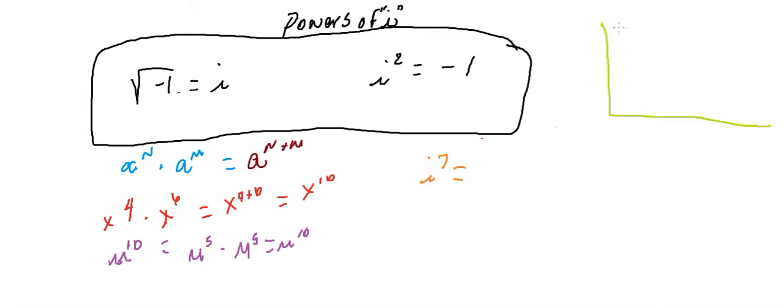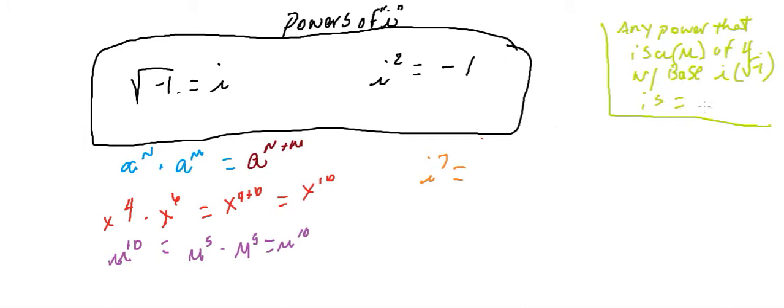Go ahead and copy this down here. Any power that is a multiple of 4 with base I, assuming that I is equal to the square root of -1, is equal to 1. Okay? It says any power that is a multiple of 4 with a base I.